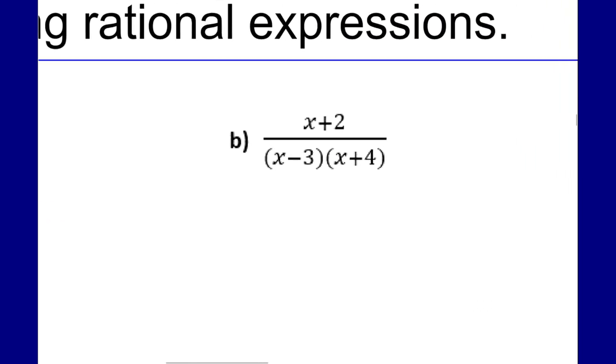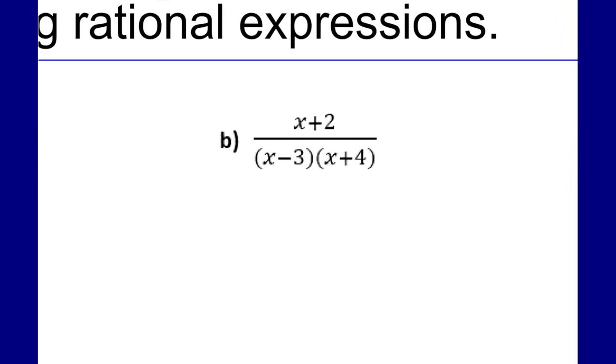If I look at b, x plus 2 divided by x minus 3 times x plus 4, I have two factors in the denominator of my fraction. So the denominator cannot equal 0. Similar to when I'm solving by factoring, if x minus 3 times x plus 4 cannot equal 0, that means either of these factors cannot equal 0.